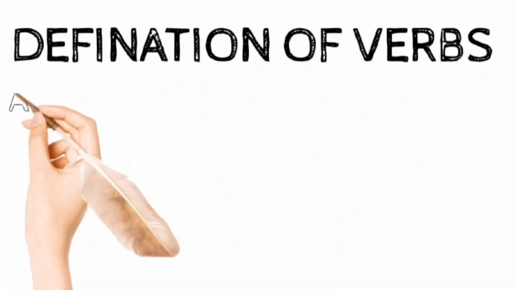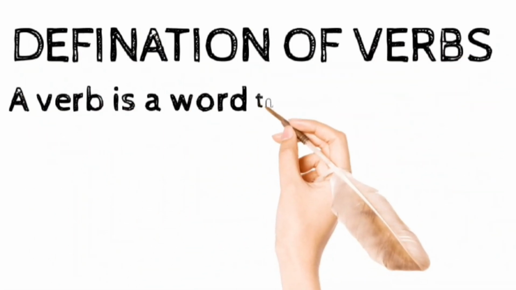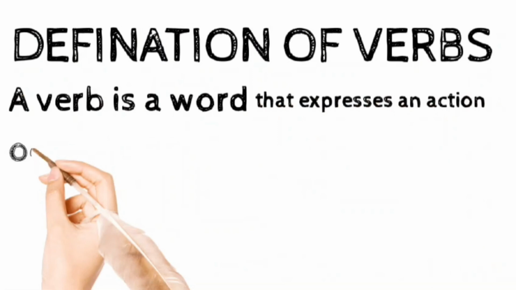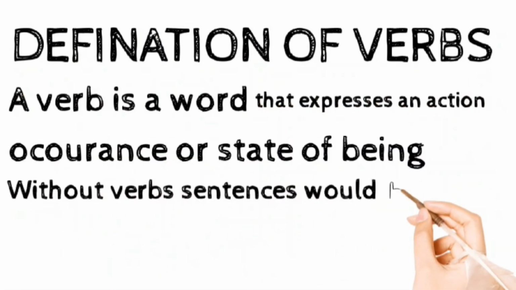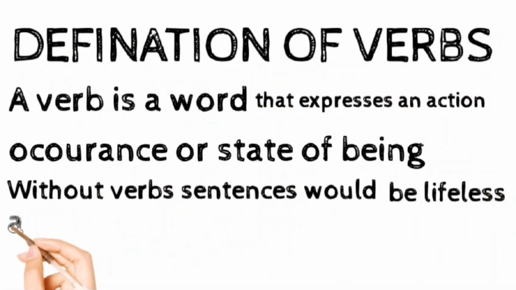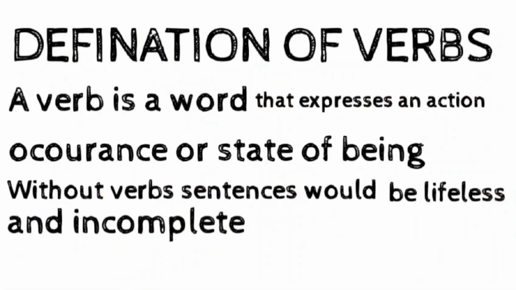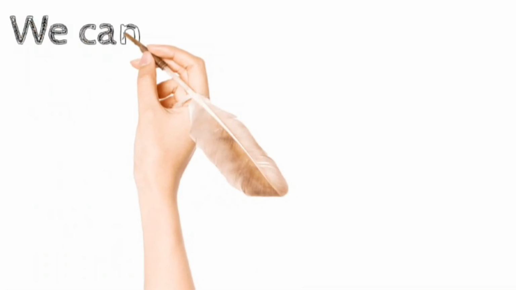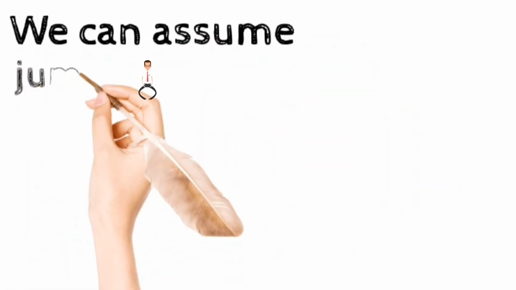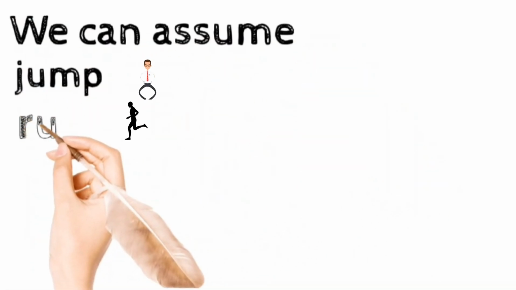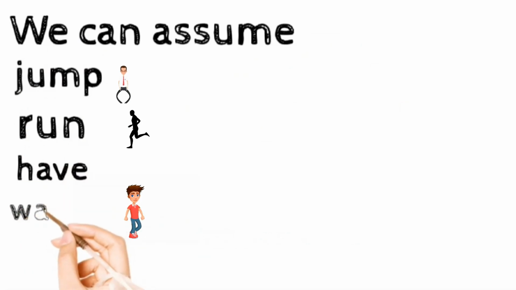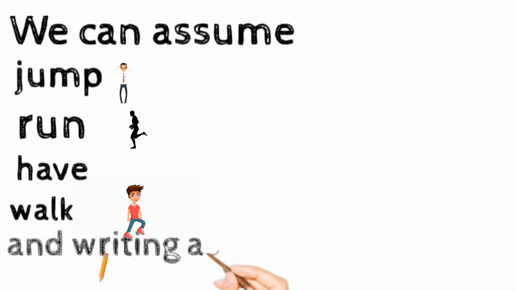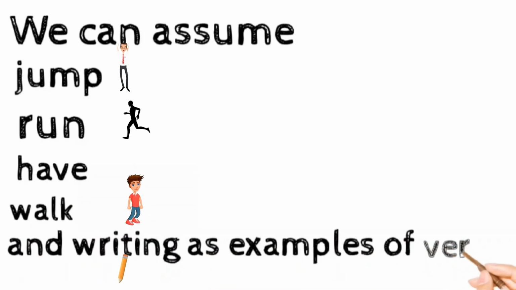Definition of verbs. A verb is a word that expresses an action, occurrence, or state of being. Without verbs, sentences would be lifeless and incomplete. We can assume jump, run, have, walk, and writing as examples of verbs.